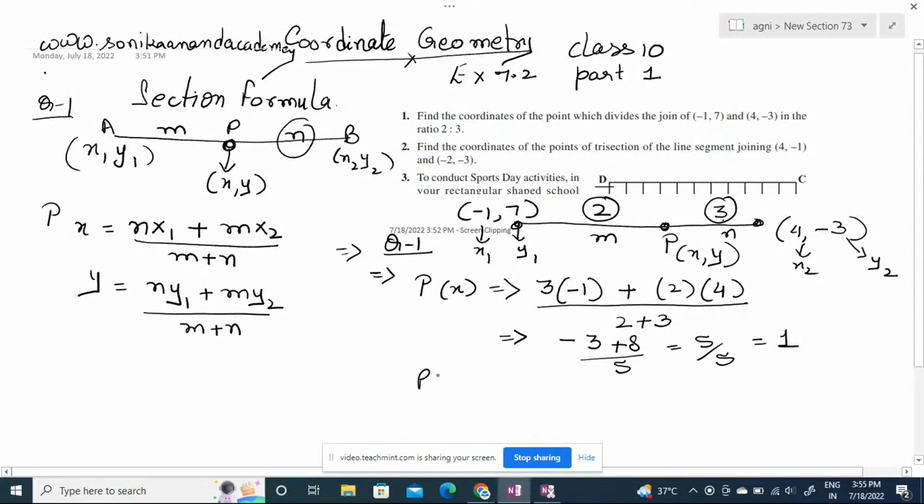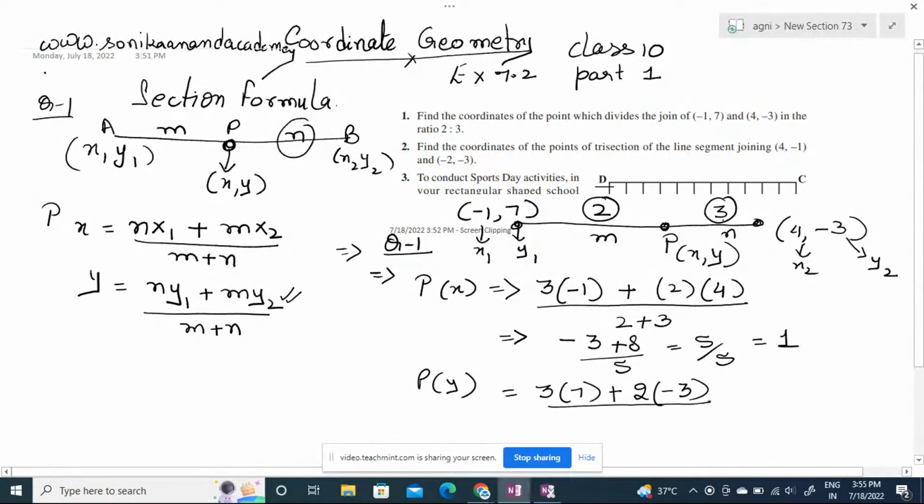Now I am going to find the coordinate for the y. Now from the formula, this is the formula. We have to multiply 3 with the value of y, that is 7, plus 2 and the value of y is minus 3. So 2 with minus 3.